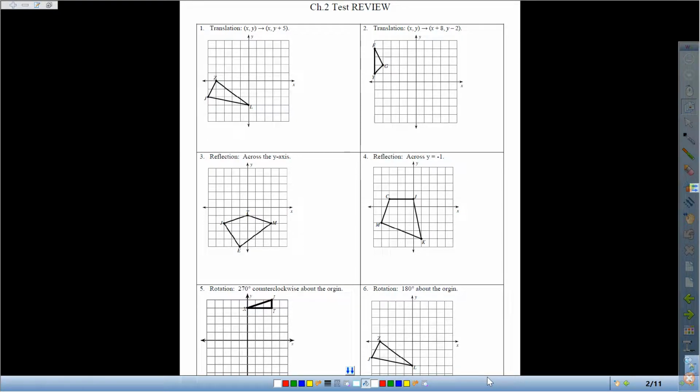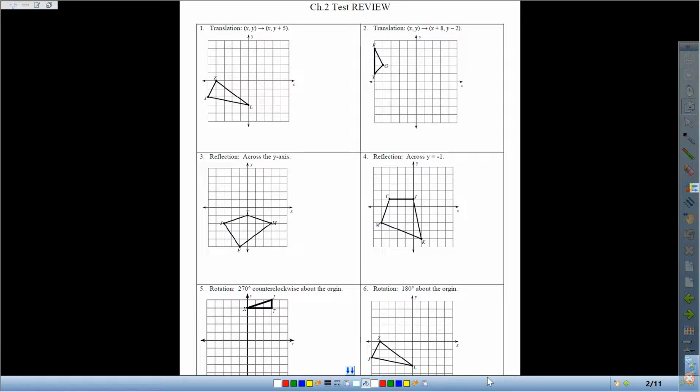What's up, everybody? We're going to be looking at the Chapter 2 test review today. Big thing, make sure you have your Chapter 2 notes with you as you do this and make sure they have everything you'd like to use on the test.